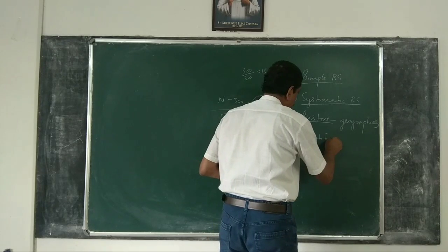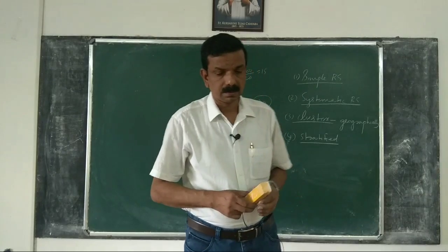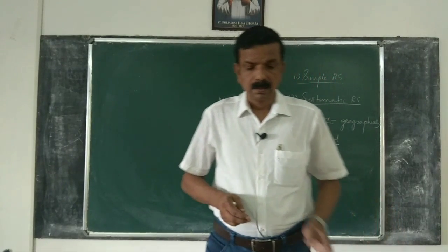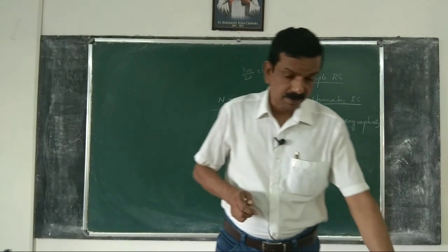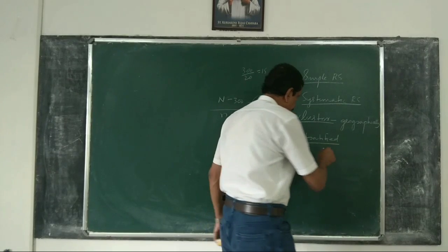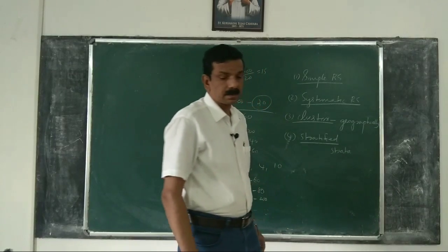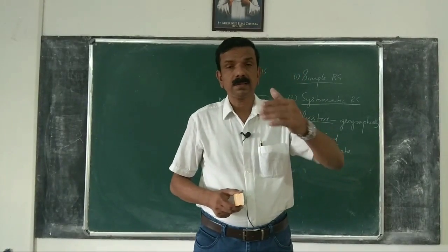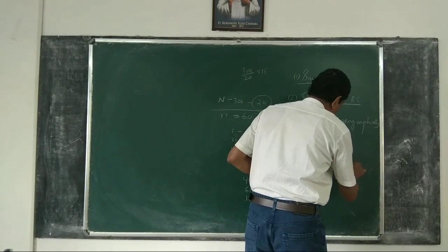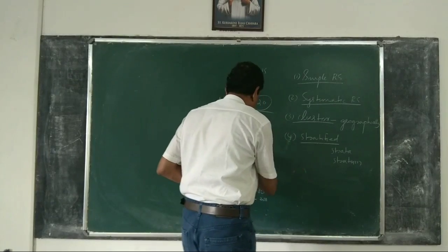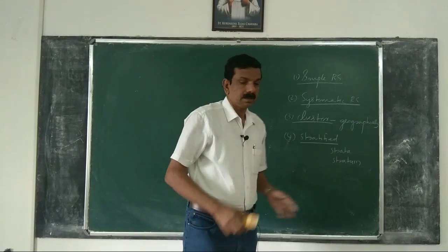Stratified sampling. The fourth one is stratified. This is a method of sampling in which the population is first divided into subpopulations known as strata, and sampling is done from each stratum. Population is divided into subpopulations known as strata, and sampling is done from each stratum.